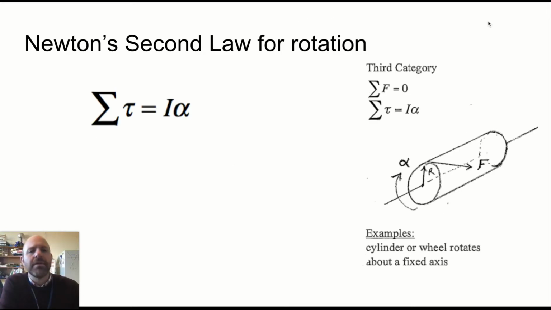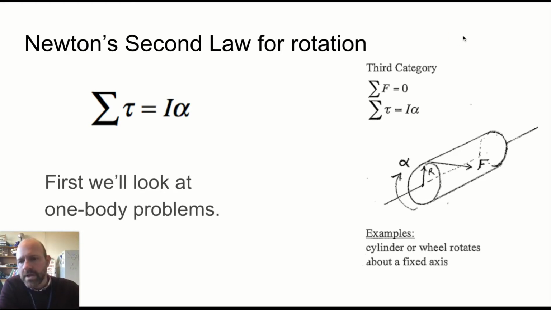Newton's second law for rotation, very similar to Newton's second law for translation, says net torque equals I alpha. Instead of force, we're talking about torque. Instead of mass, we're talking about moment of inertia or rotational inertia. And instead of translational acceleration, we're talking about angular acceleration. We'll look at single body problems first, and then we'll expand when multiple things are interacting.